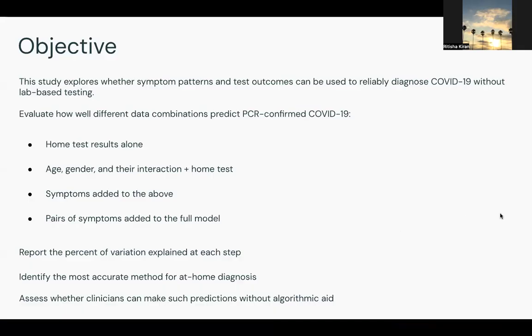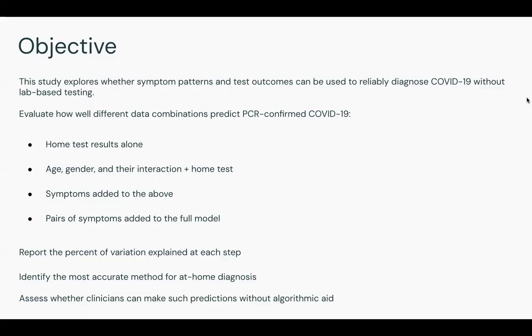So the objective for this question today is to build a model that includes age, gender, and different factors to test the outcomes that can be used reliably to diagnose COVID-19 without lab-based testing. Today, we will be evaluating how different data combinations predict PCR confirmed COVID-19. We will be using different factors such as home test results alone, age, gender, and their interaction, symptoms added to the above, and pair of symptoms added to the full model.